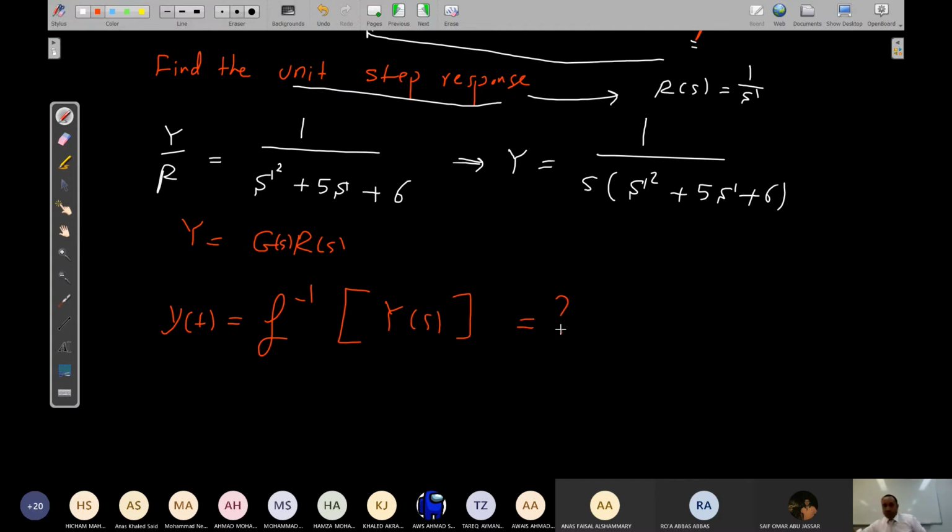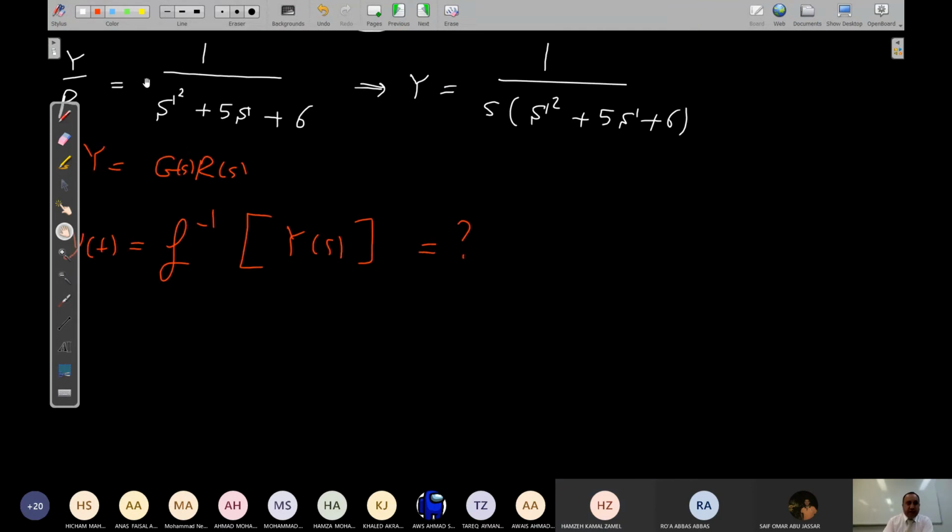Doctor, we need to find the roots of the denominator. So simply the idea behind Laplace inverse actually is not to do the complex integration. The idea behind Laplace inverse is to simplify the transfer function. I can write it in a form I can locate in the table.